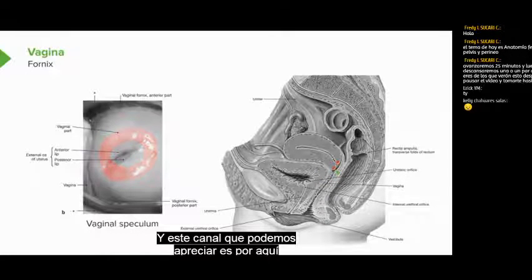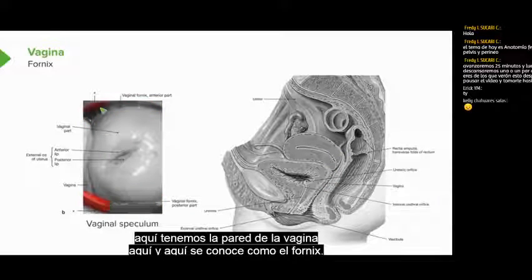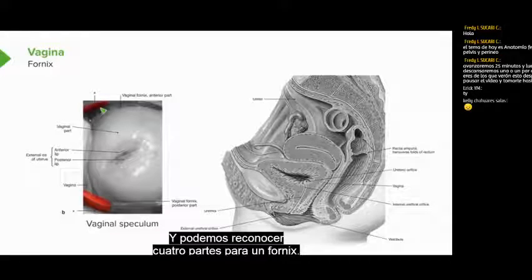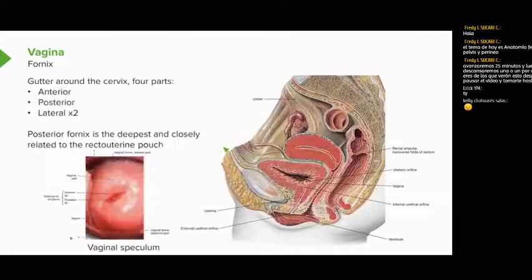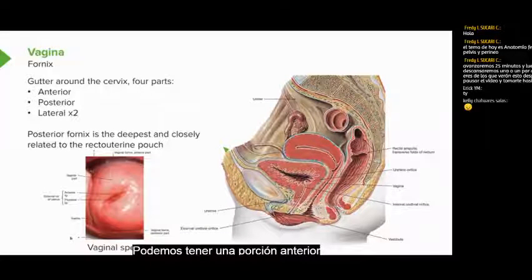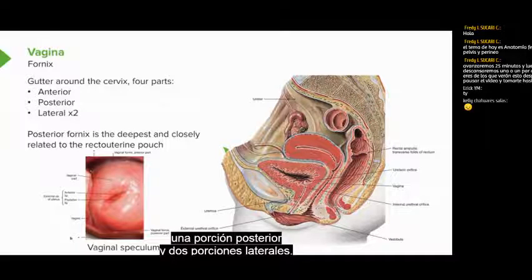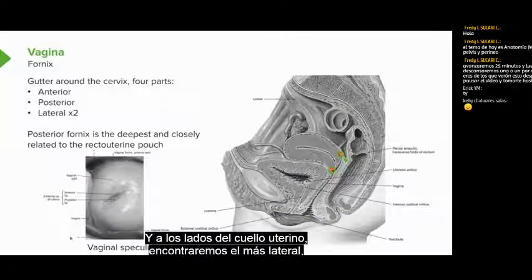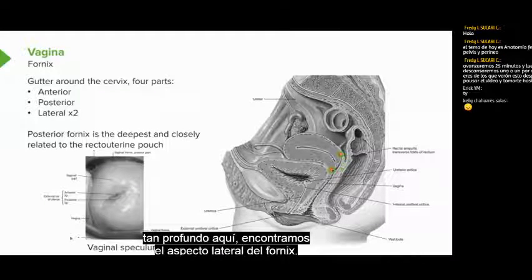And this gutter, which we can appreciate is round here, here we have the wall of the vagina, here and here, is known as the fornix. And we can recognise four parts to our fornix. We can have an anterior portion, a posterior portion, and two lateral portions. So this is the anterior aspect of the fornix, this is the posterior aspect, and around the sides of the cervix we would find the more lateral. So deep within here we'd find the lateral aspect of the fornix.